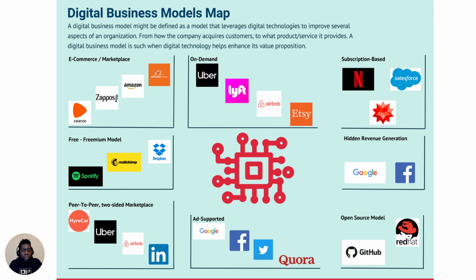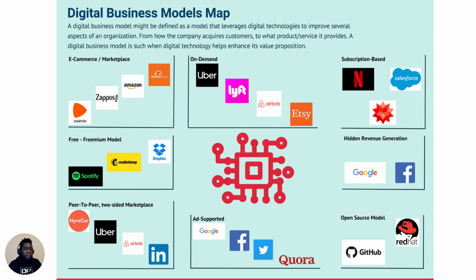A digital business model is really when digital technology helps enhance its value proposition, like I said before, right? Value proposition, value chain, and you're going to hear these things all over. But value is really dependent on what you provide and how your customers perceive it. Because people buy where perception of value exceeds price, right?